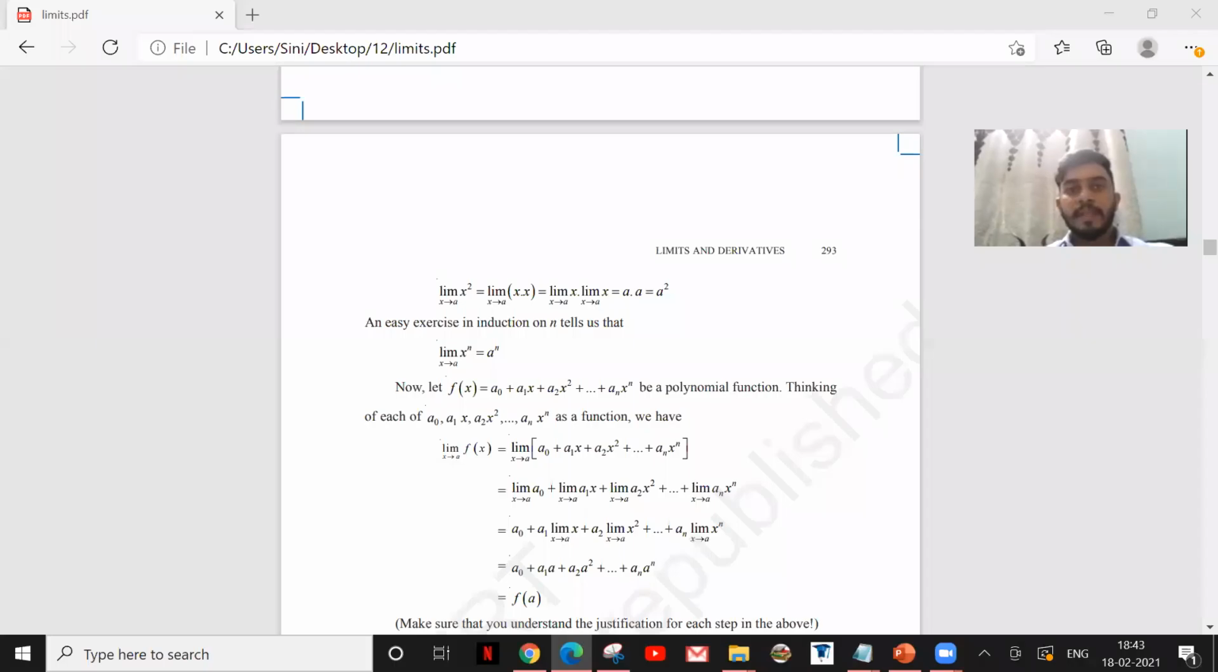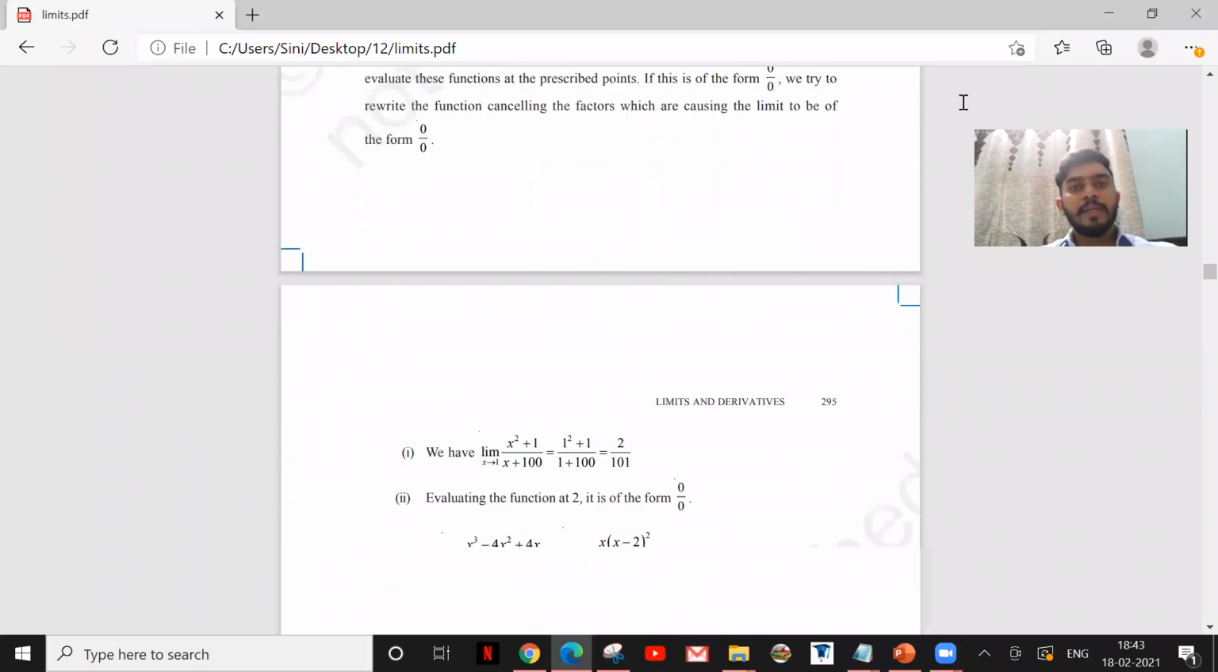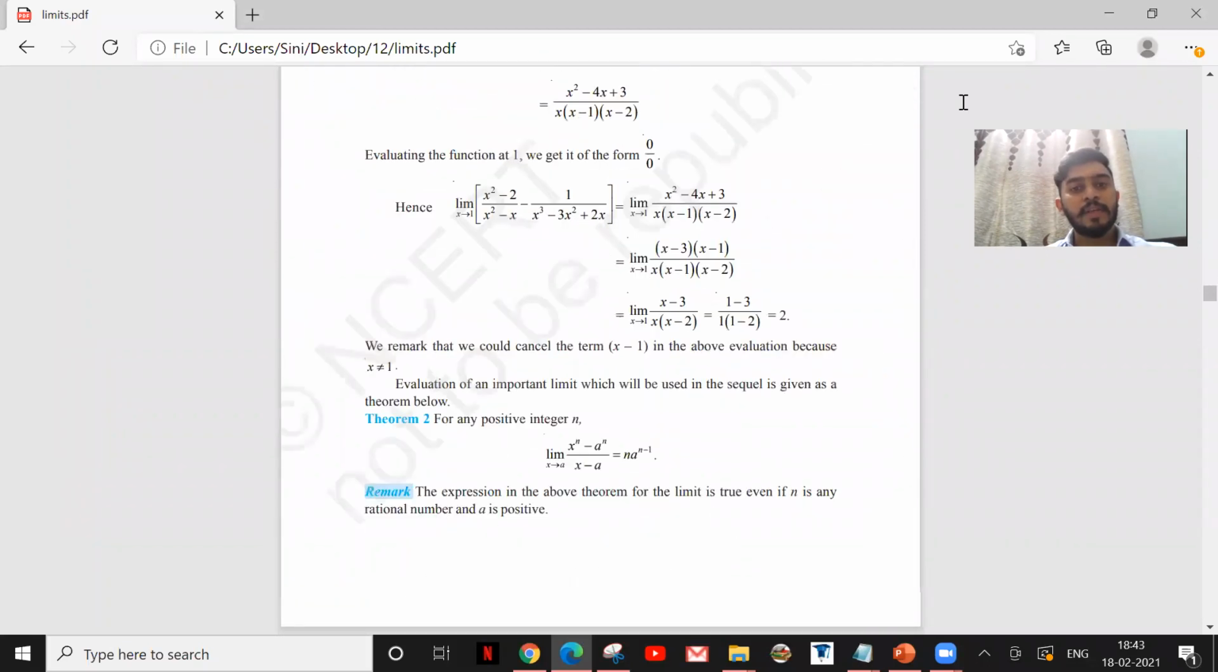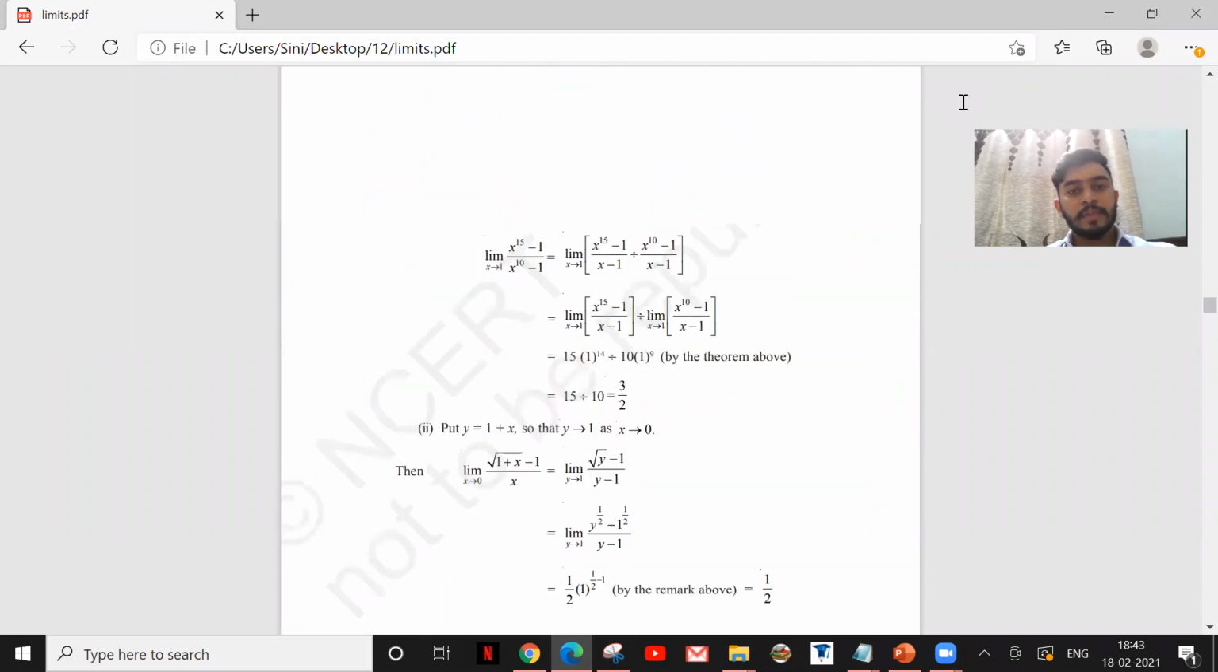So in this, limit of x tends to 0, sin x by x is equal to 1. Limit of x tends to 0, tan x by x is equal to 1. Don't worry if you are unable to follow now. I'll tell you what it is.